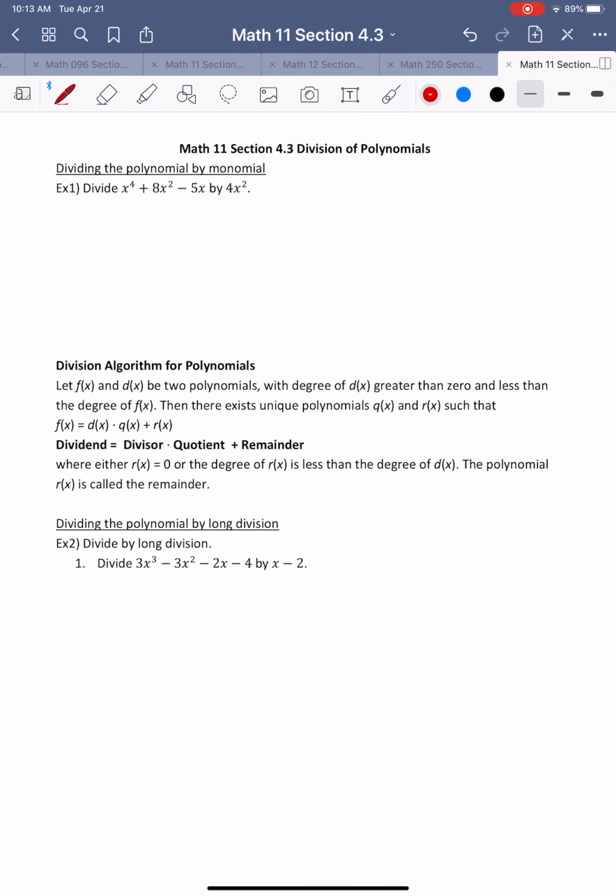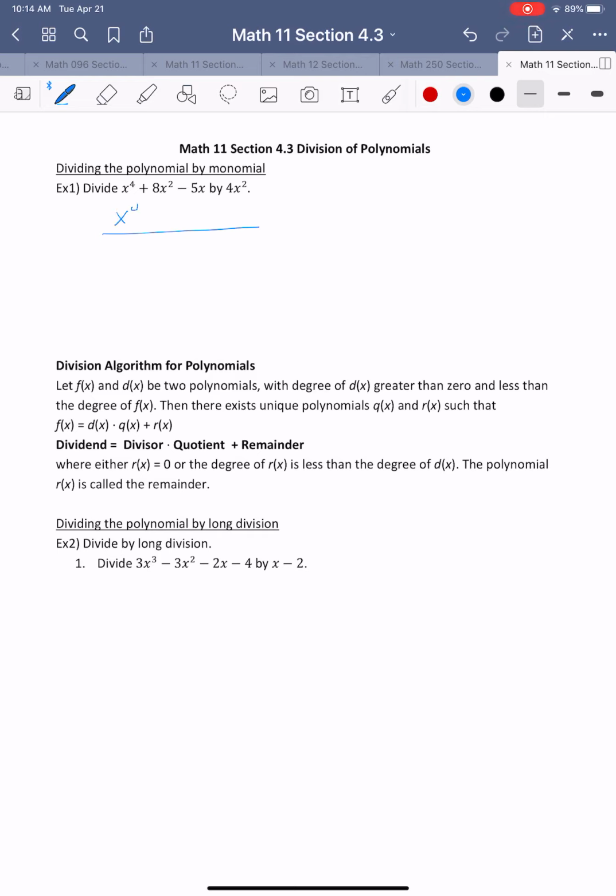Okay, hello. This is section 4.3, division of polynomials. We are dividing polynomials in this section. Polynomial by monomial first, which means your dividend is a polynomial, but the divisor is a monomial. This case is different from dividing by a binomial or higher degree. In this case, you just need to put it in fraction form.